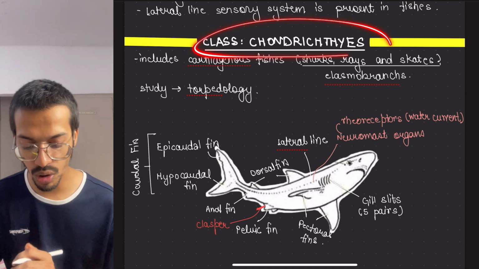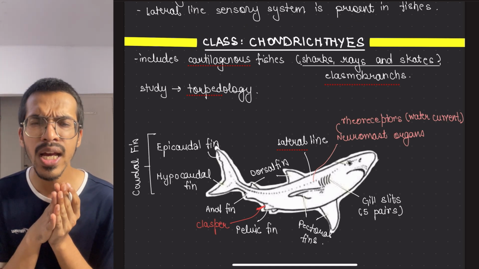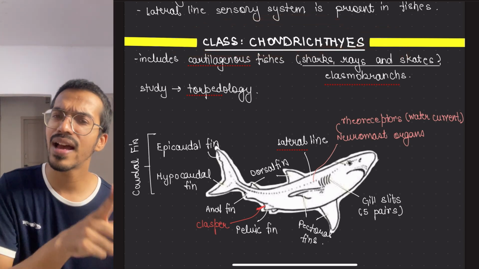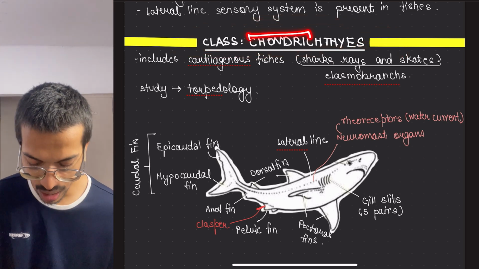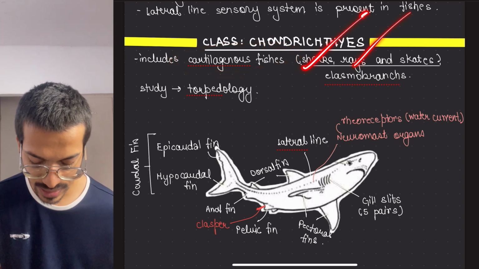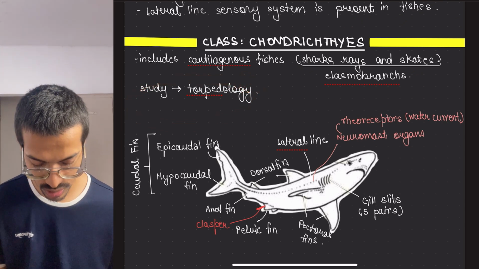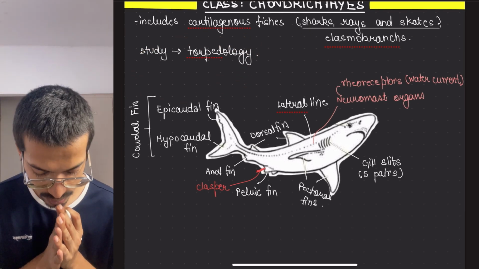The first is Chondrichthyes. Of course, placoderms are also there, but they are extinct, so we're not going to talk about them. We're going to talk about what classes? Chondrichthyes and the class Osteichthyes. Chondrichthyes comes from cartilage. It includes cartilaginous fishes, that is what? Shark, rays and skates. Study of them is known as selachology. One such shark and its external features we're going to be studying over here.